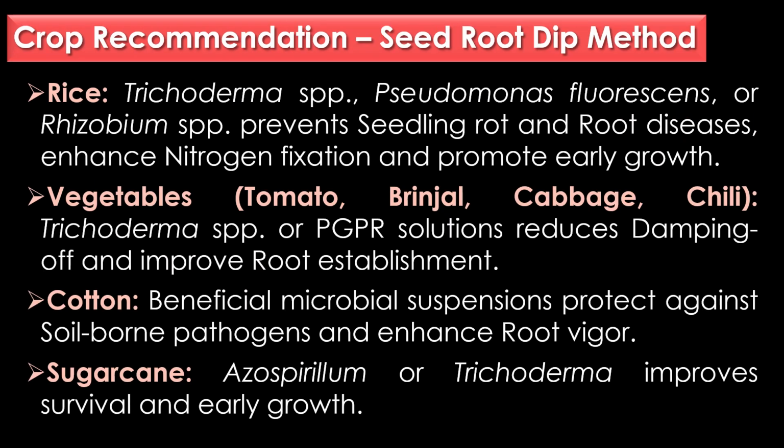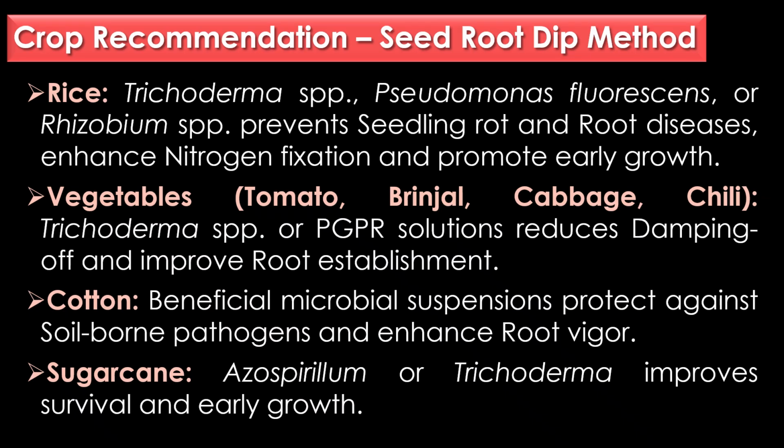Crop recommendation for seedling root dip method. For rice, dip seedlings with Trichoderma species, Pseudomonas fluorescens or Rhizobium species to prevent seedling rot and root diseases and also for enhancing nitrogen fixation and promoting early growth.